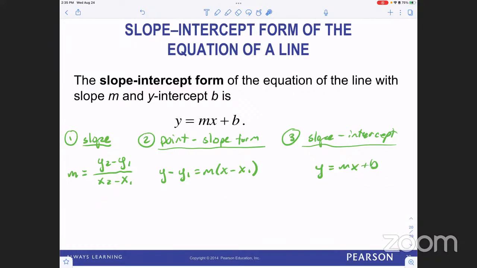And now, can anybody notice a similarity between these first two? Can you notice something between these? Oh, they both have an x and a y. Right. Like, they look very similar, right? How could we make this first one look like the second one? If we did what on both sides? So if we multiply both sides by the denominator, right? If we multiply both sides by the denominator, we're gonna get this, right?